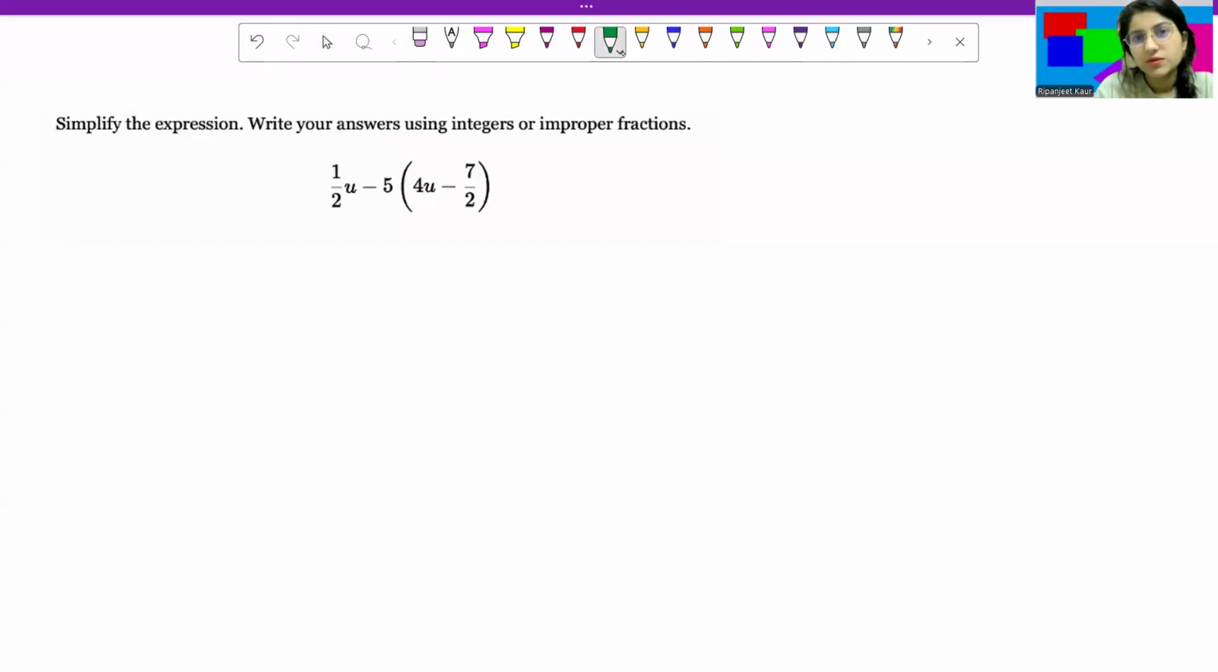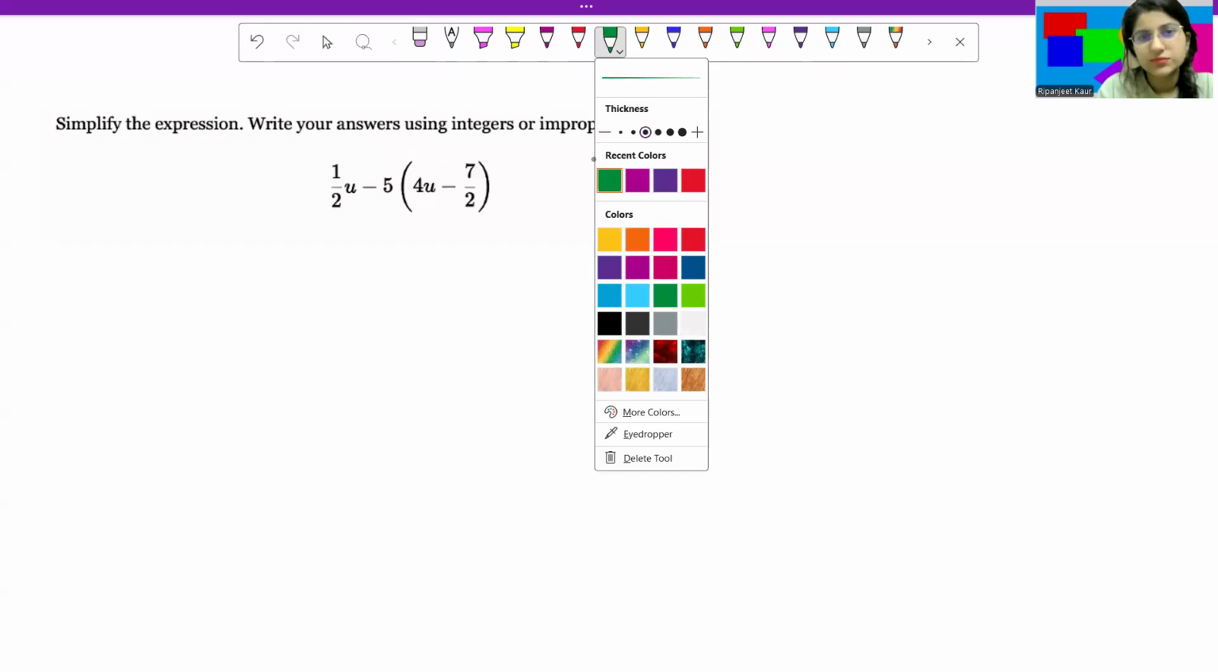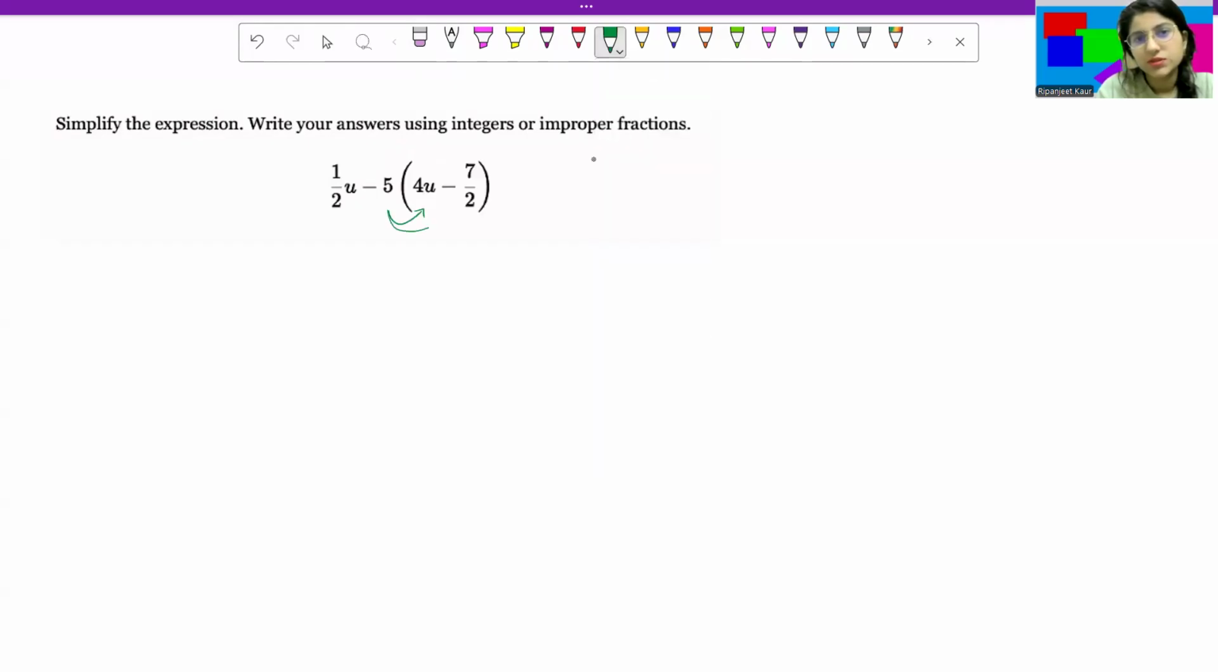Isn't that negative 20u? Yes. And here, 1 over 2u stays the same, right? Yeah, 1 over 2u stays the same. Minus, and I got negative 20u, and then I got positive 35 over 2.